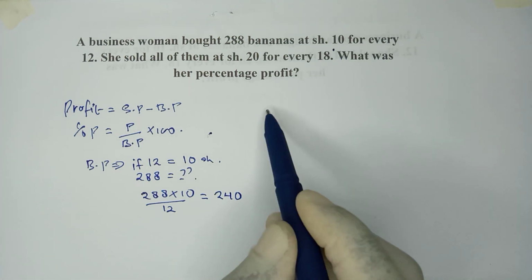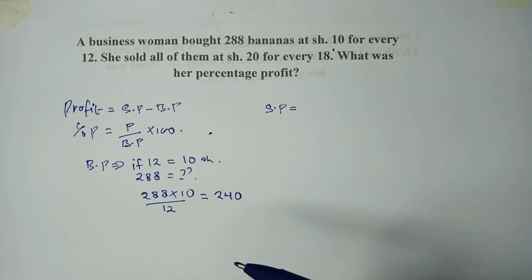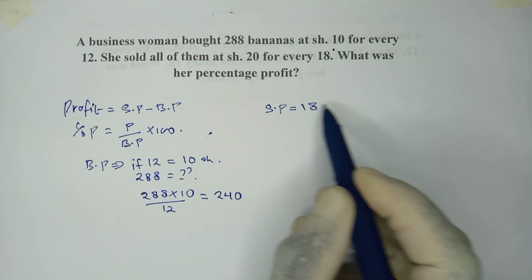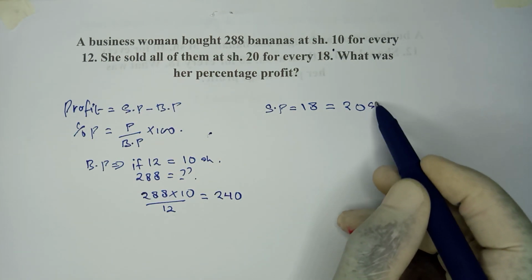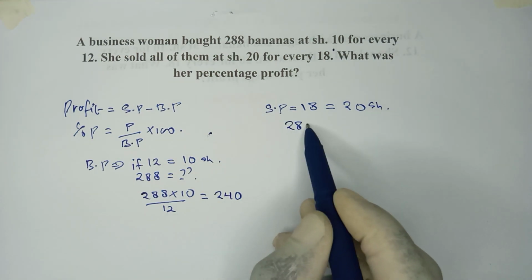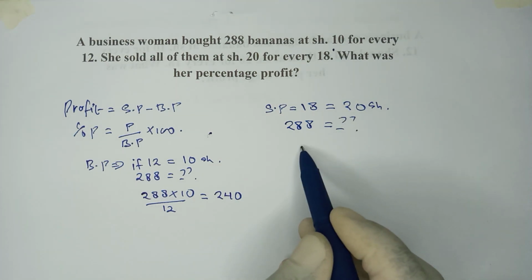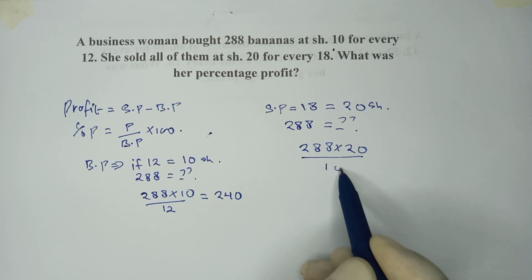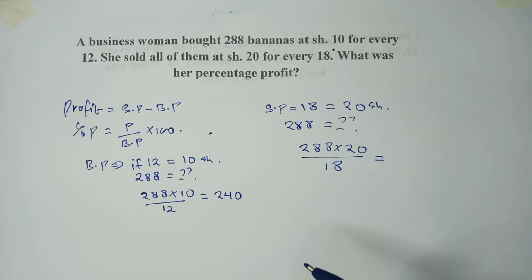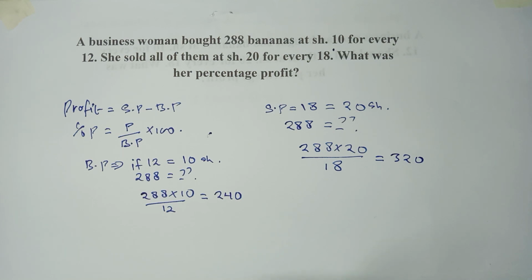Then let us look at our selling price. So she's selling all of them at cash 20 for every 18. So for every 18 bananas, she's selling them at 20 shillings. So what about 288 bananas? She's going to sell them at what price? So this one will be 288 times 20 divided by 18. So if you do that one, you're supposed to get 320 using your calculator.